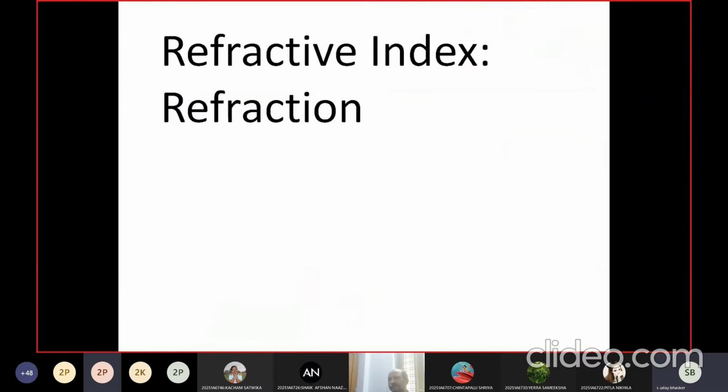Yeah, so at the interface of the two mediums, the speed of the atoms in the denser medium is slower than the speed of the atoms in the rarer medium. So that bending of the light rays takes place due to the difference in the speeds.